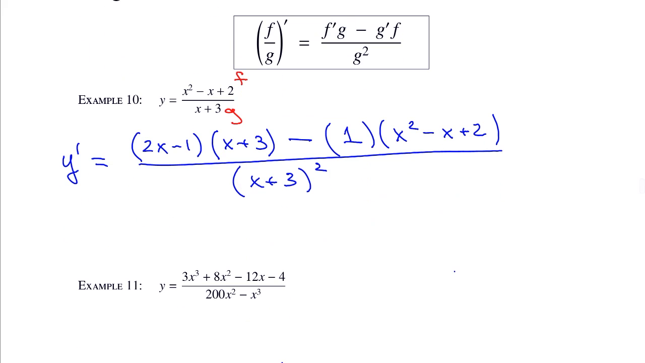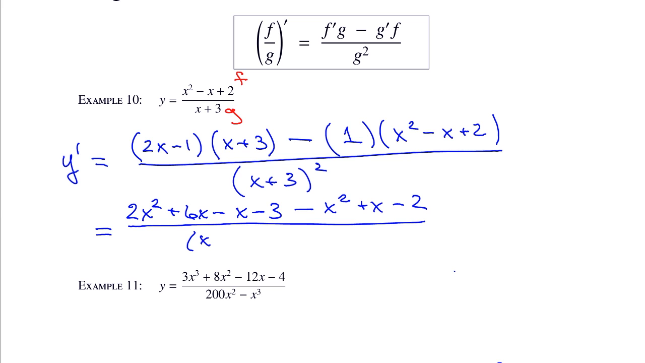Oh, not much room to simplify here. All right, this is 2x squared plus 6x minus x minus 3 minus x squared plus x minus 2 over x plus 3 squared. And so what do we have? x squared plus 6x minus 5 over x plus 3 squared.